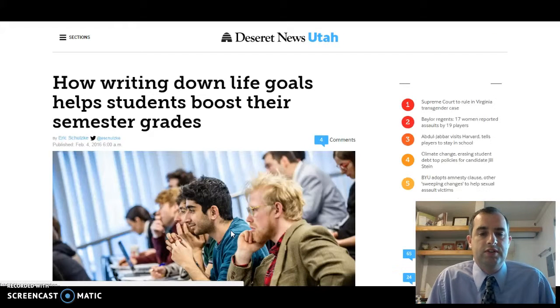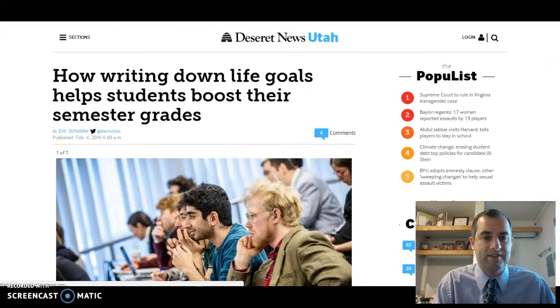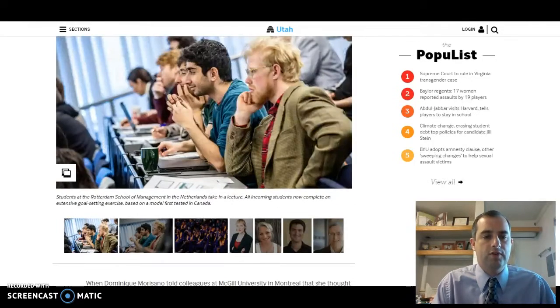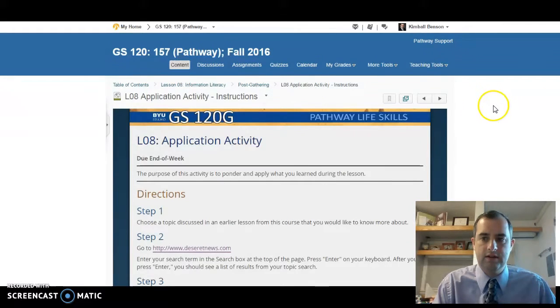Nice thing about news articles, they're not very long. They're not page after page after page. So might give you some good information here about setting goals. So first thing you're going to do is you're going to read the article. And coming back to our instructions here.